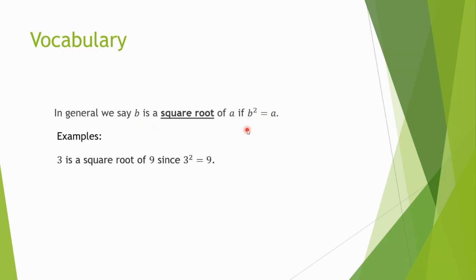Let's see some examples. We have 3 is a square root of 9. And why is that? Well, because 3 squared equals 9. So 3 is a square root of 9. And yes, there's another one as well. What's the other one? Well, by our sign rules, we have -3 is a square root of 9. And again, that's because -3 squared is 9.